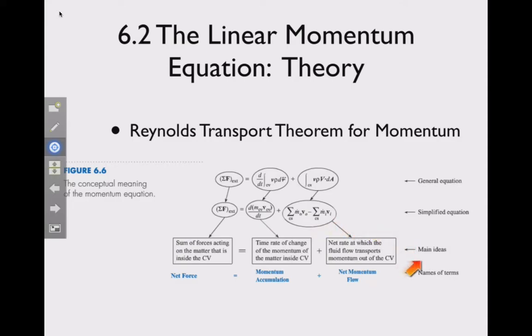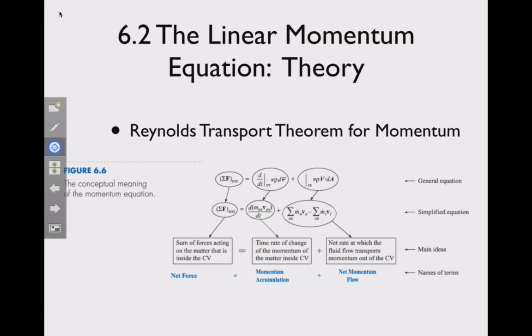But then the main ideas, these two things are really important. What does it mean? And so we have a good idea of what the left-hand side is. These are the sum of the forces acting on the matter that's inside the control volume. So we're taking all the external forces and we're summing them up and looking at how they affect what's inside the control volume. That's going to be our net force.